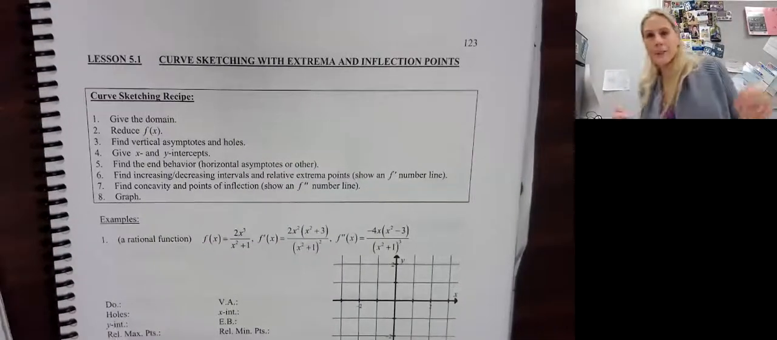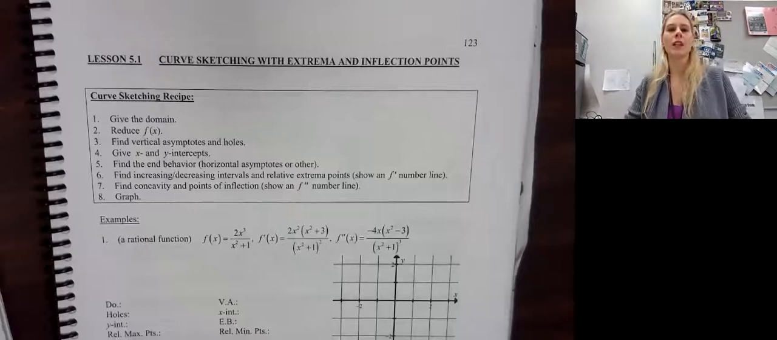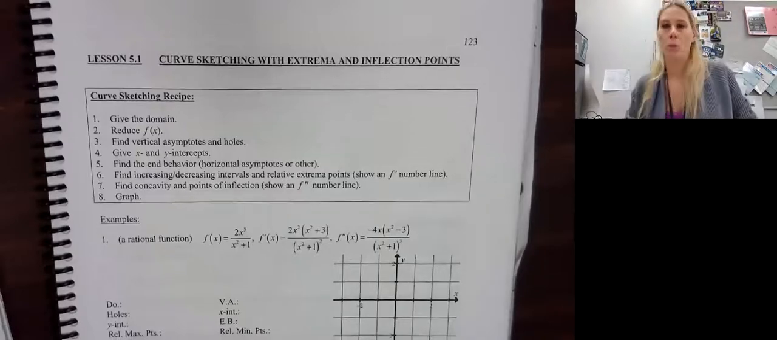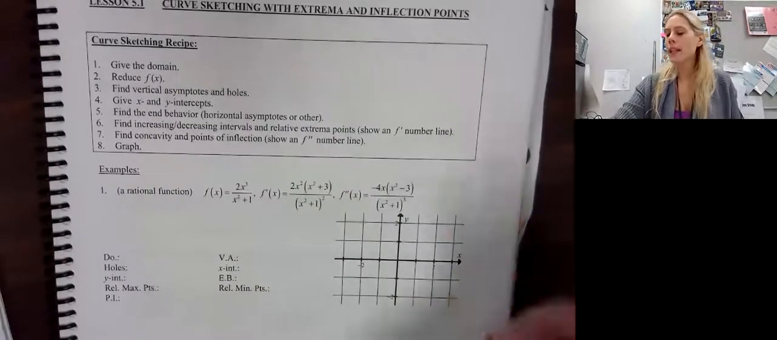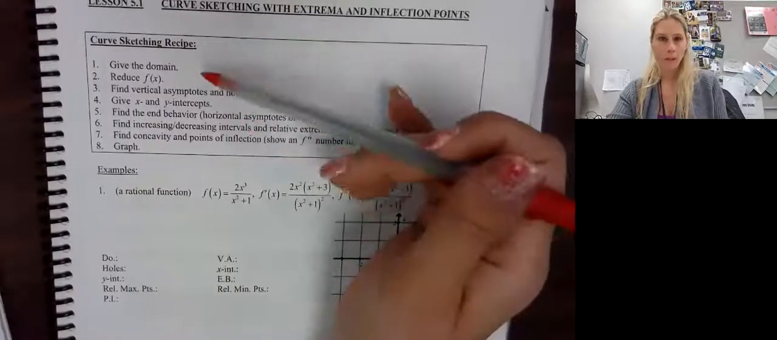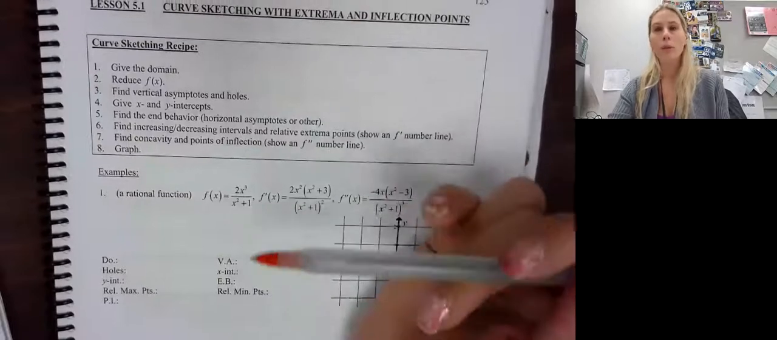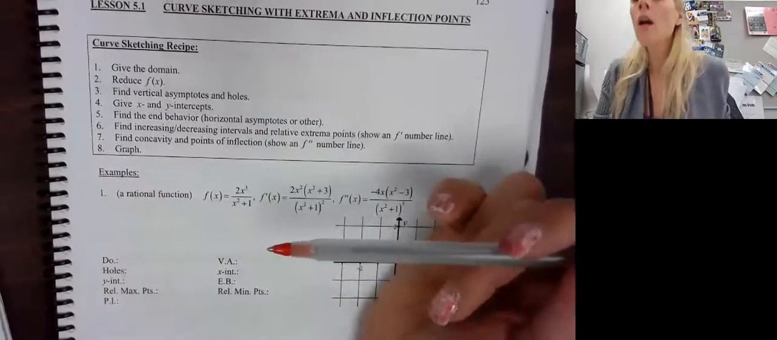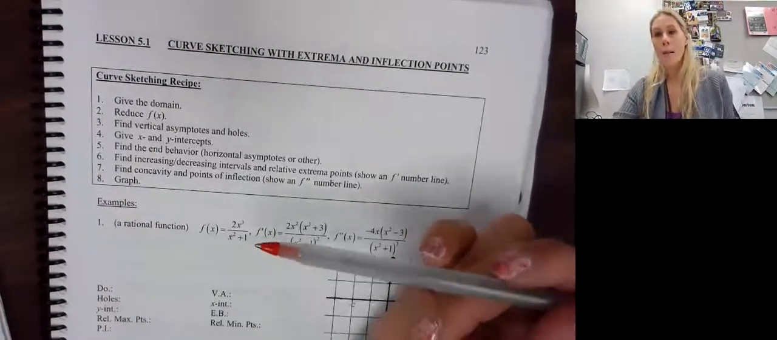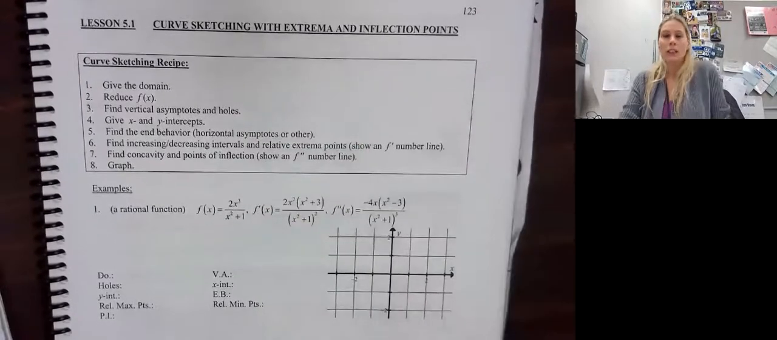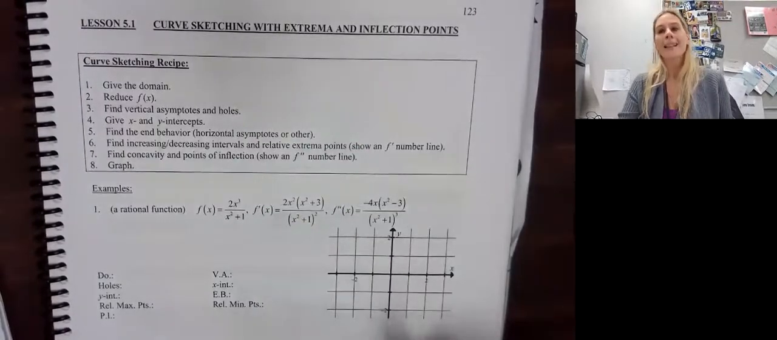All right, chapter 5, curve sketching with extrema and inflection points. So this is what you want to do for our procedure. Now I will tell you the examples we are doing already have f prime and f double prime. They took the derivatives for you. But that's not always going to happen in your homework, okay?